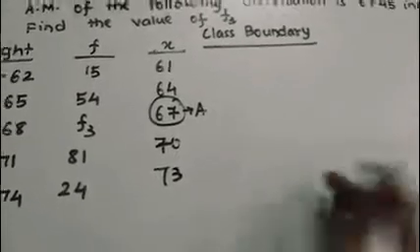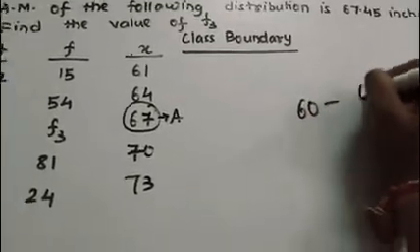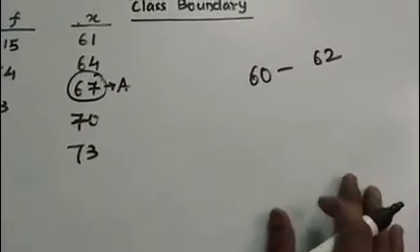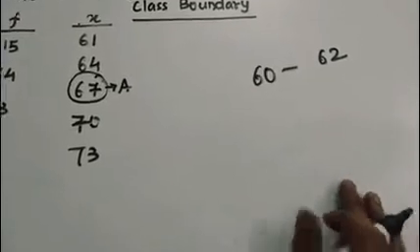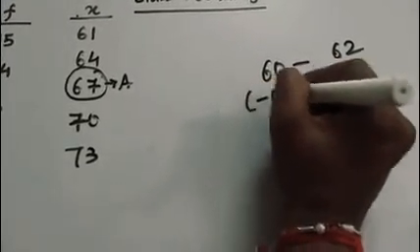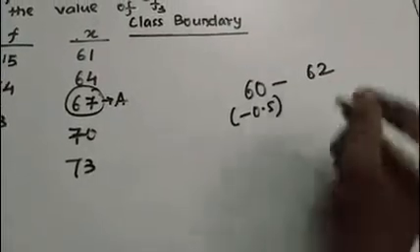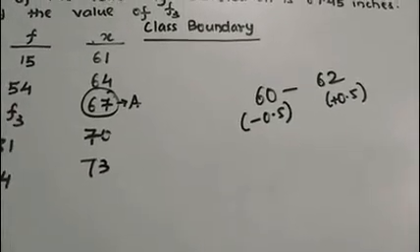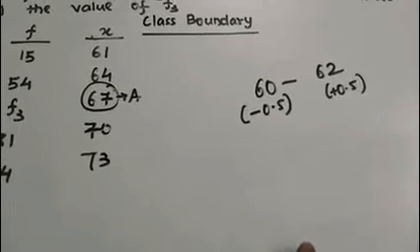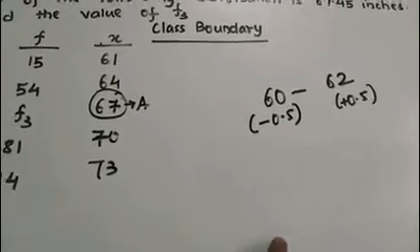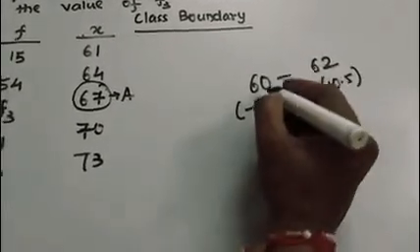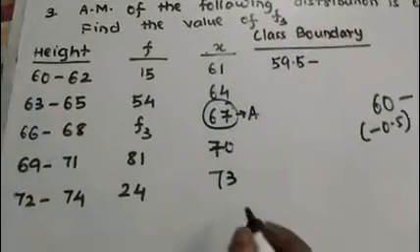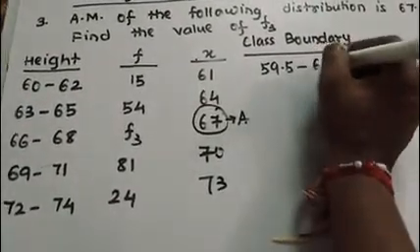Now how to balance? Very simple. This is your lower limit. This was the first class interval, 60 to 62. What you have to do? This is a fixed rule. We have to subtract 0.5 from the lower class and add 0.5 to the upper class. Always subtract 0.5 from the lower class and add 0.5 to the upper class. So subtracting 0.5 from the lower class, we will get 59.5. Adding to the upper class, we will get 62.5.